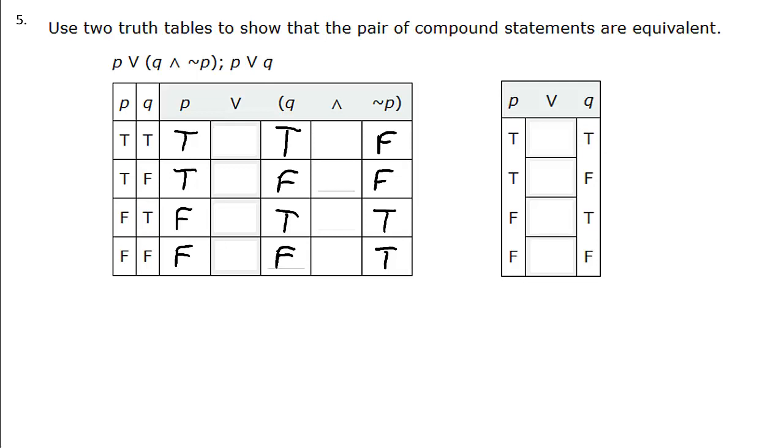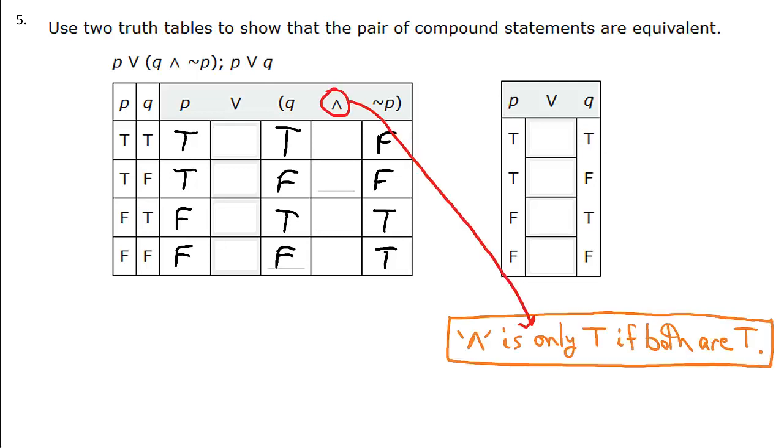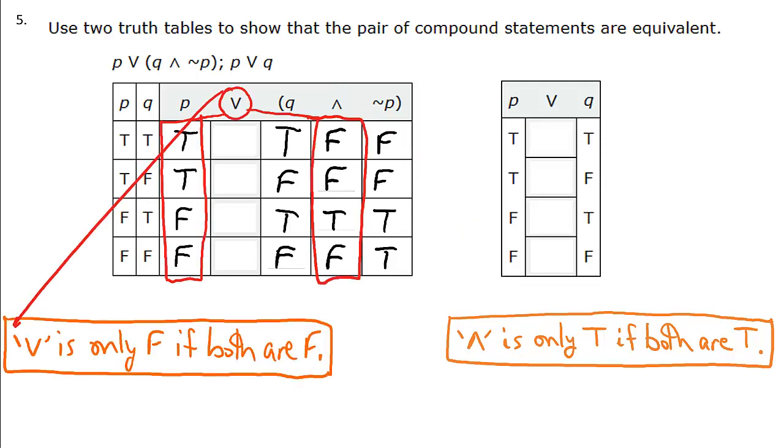Now you can work with those last two columns that you filled in to fill in the and value. And the and is only true if they're both true. Well, there's only one place where they're both true, and that's the third row. Everything else will be false. And finally, now that you have that, you can calculate the or value. And remember, on the left, you're using the T, T, F, F, the third column values.